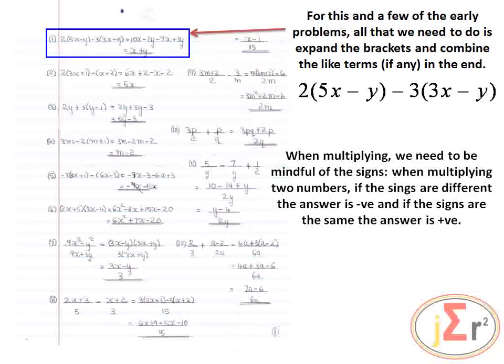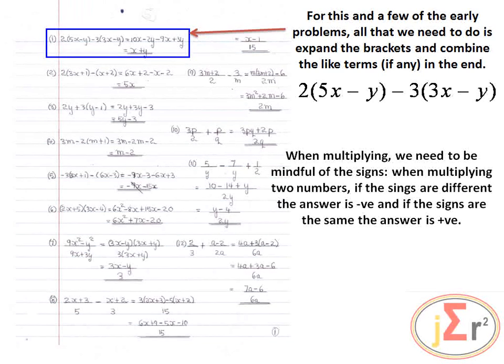When multiplying, we need to be mindful of the signs. So keep the manipulation principles of signs in our minds. When multiplying two numbers, if the signs are different, then the answer is negative. And if the signs are the same, the answer is positive. And of course, that pertains to the multiplication of two numbers or two terms.